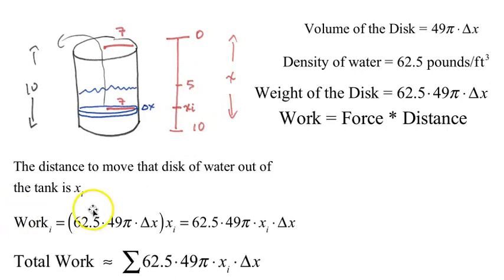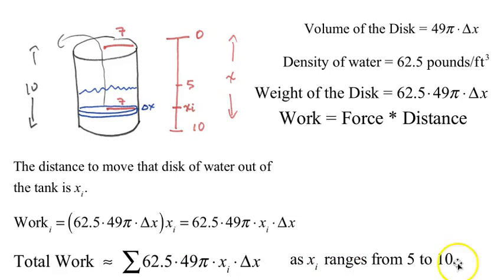So our total work is the sum of all those discs. Imagine an infinite number of very, very small discs here, and we're pumping all of them out. So the total work is the sum of all of the little discs. But then, of course, we're going to shrink that change in x to 0 and go from a sum to an integral. But we know x ranges from 5 to 10.